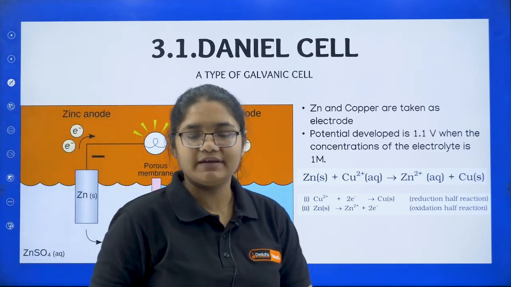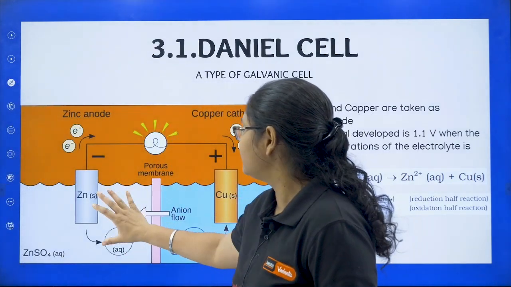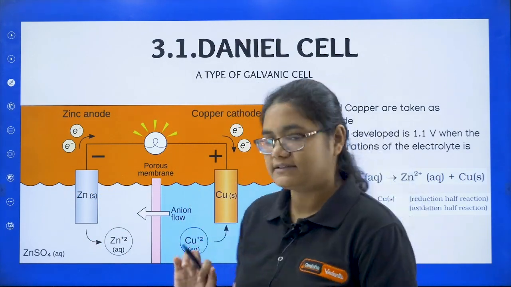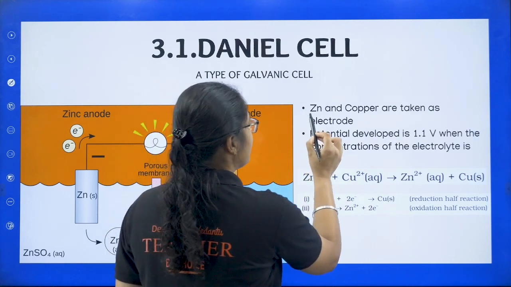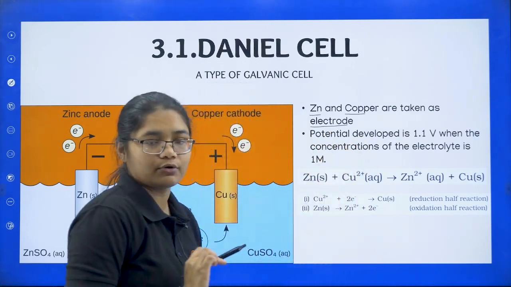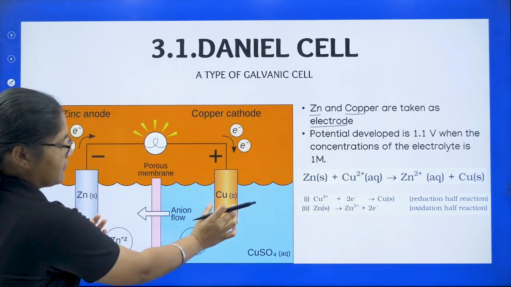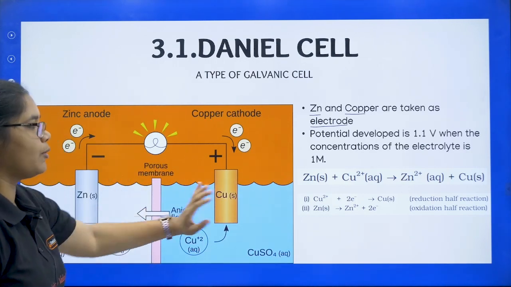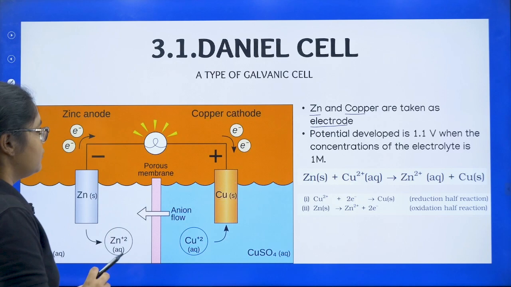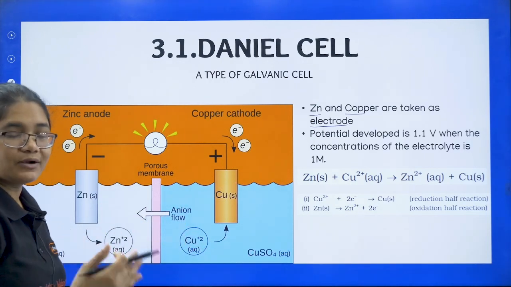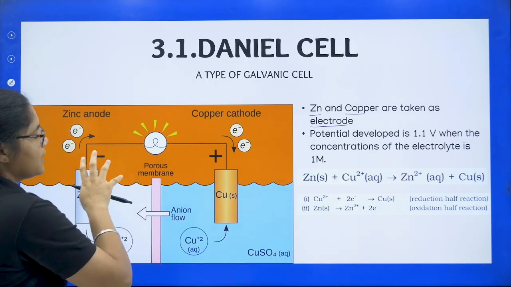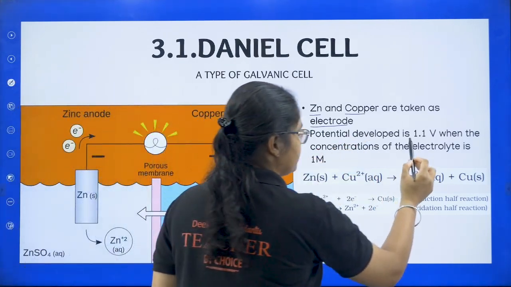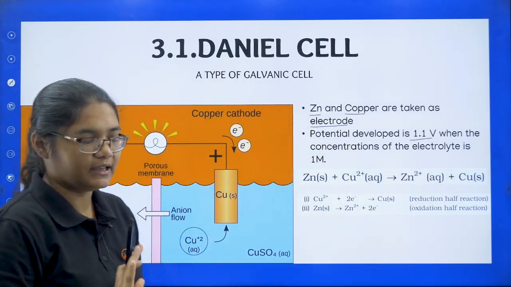So here you can see we have 2 chambers, 1 chamber here and 1 chamber here. In this, zinc and copper are taken as electrodes. We have 1 zinc electrode and 1 copper electrode, in 2 chambers. There will be chemical reactions here. The potential, or the voltage, that is generated here is 1.1 volt. We'll talk about how it comes in all detail.